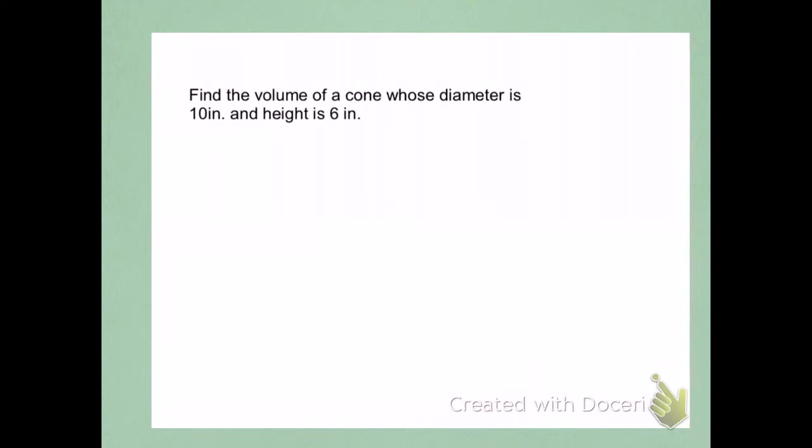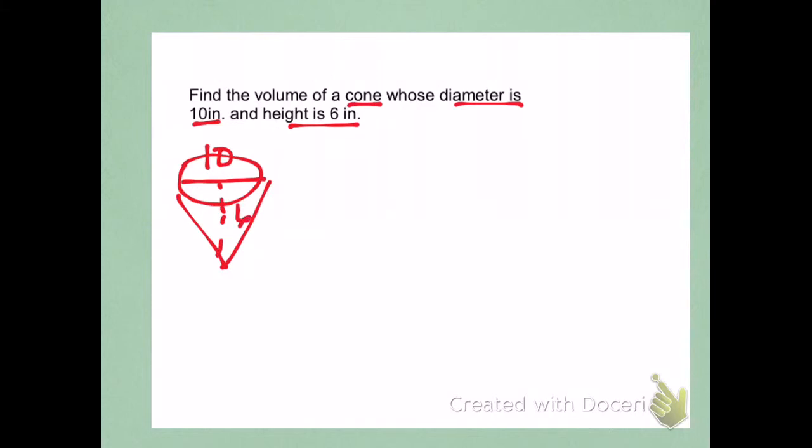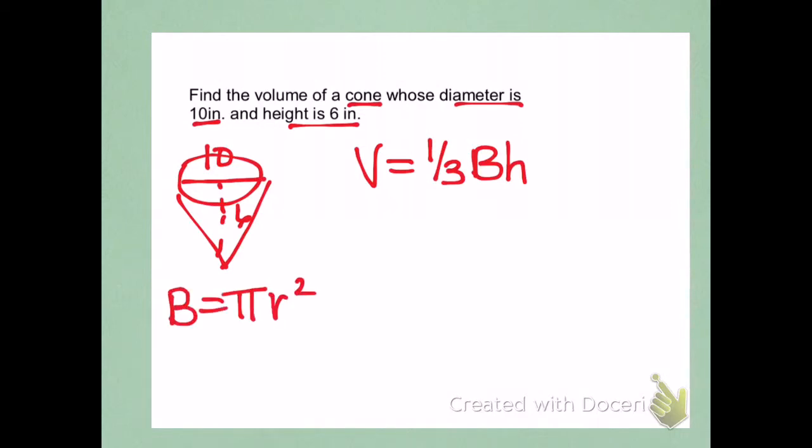Okay, here's a verbal problem. Find the volume of a cone whose diameter is 10 inches and the height is 6. So to me it helps if you draw the picture. So I've got a cone. I know the diameter is 10 and the height is 6. So to find the volume, I've got to use the volume formula for a cone. So I've got to find the area of the base. So the area of the base is pi r squared. R is the radius. Remember, the radius goes from the center of the circle out. So in this case, my radius would be half of 10, which is 5 squared. So the area of my base is 25 pi.